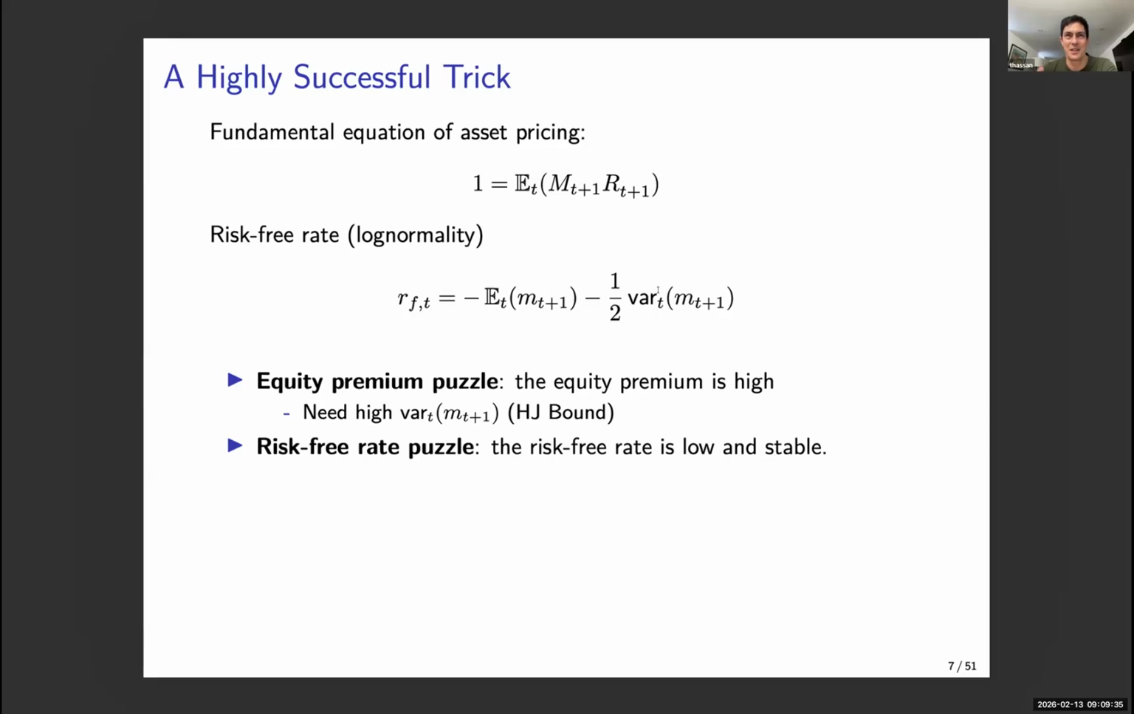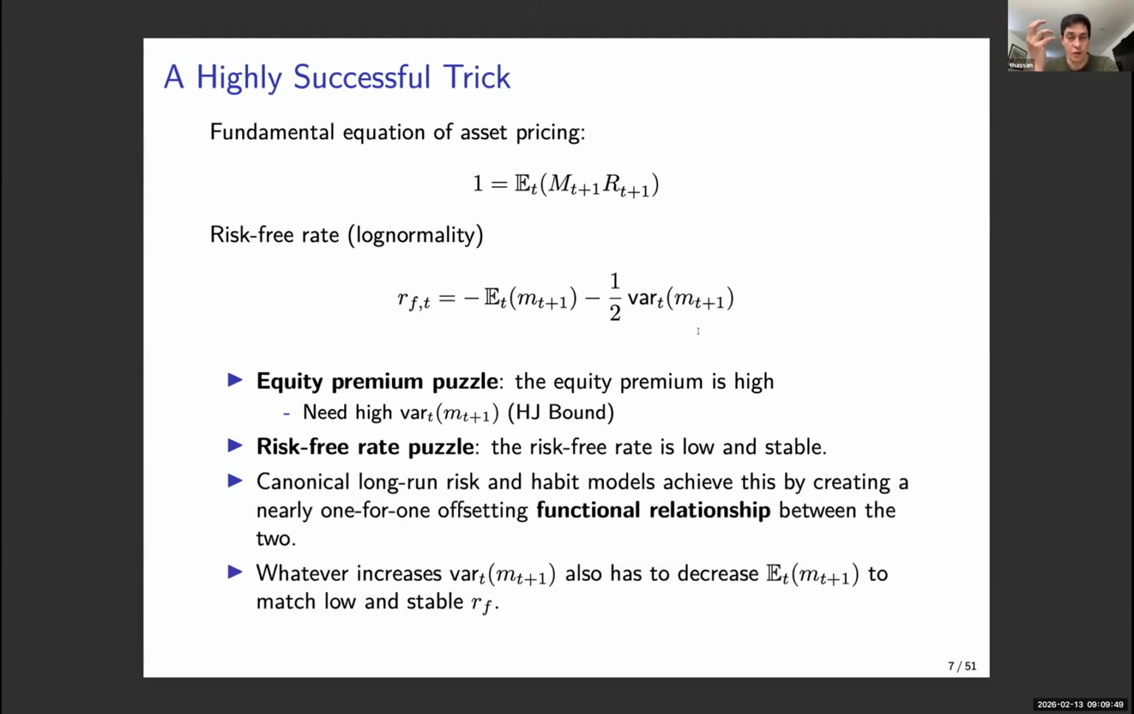That's how in Campbell's textbook we explain what the equity premium puzzle is. At some level, if we could make the risk-free rate whatever we wanted, it'd be simple to just have a high variance of M. What I'm going to show you, which I only realized recently even though I've been teaching this for years, is that canonical long-run risk and habit models solve this problem by creating a nearly one-for-one offsetting functional relationship between the mean and the variance of the SDF.